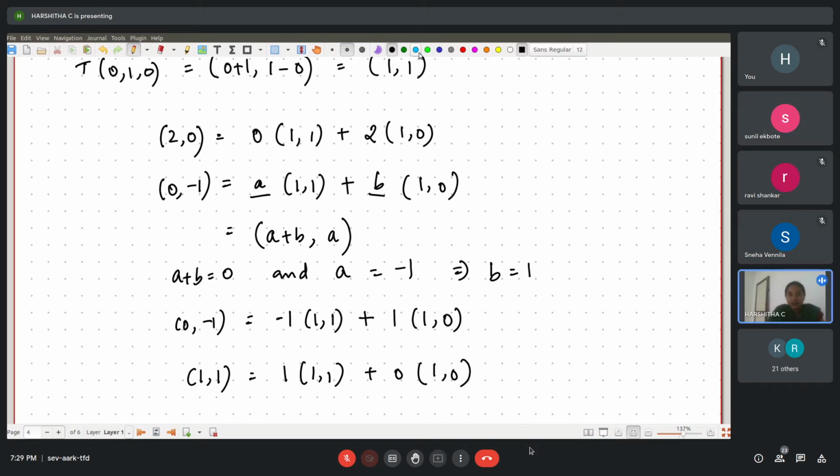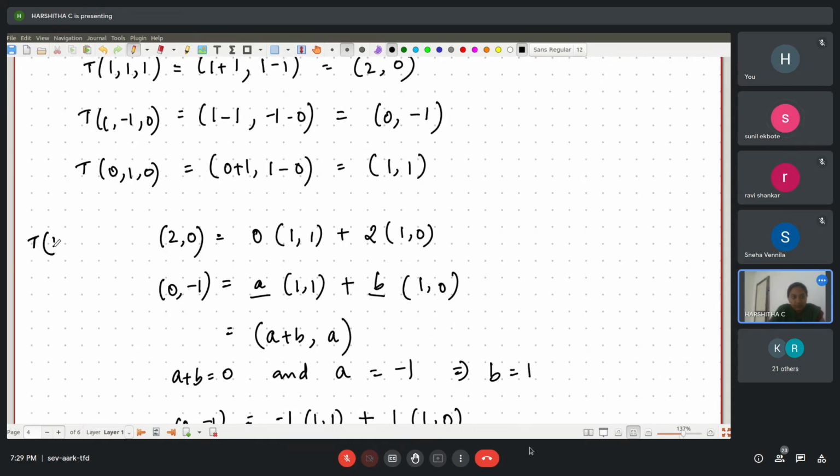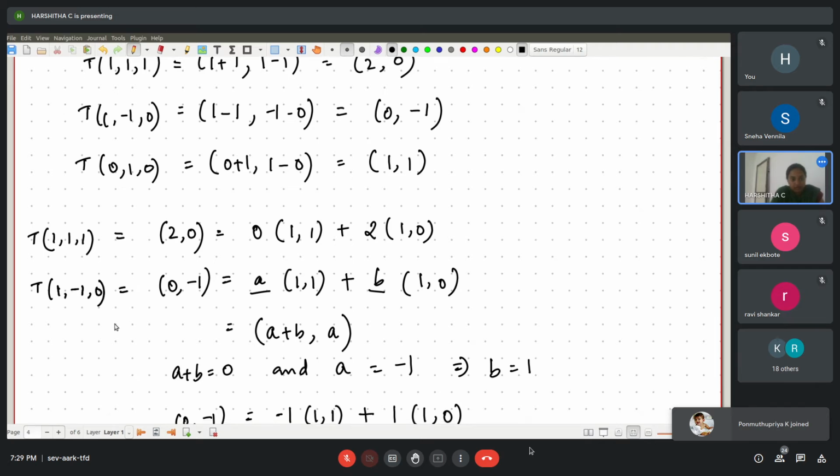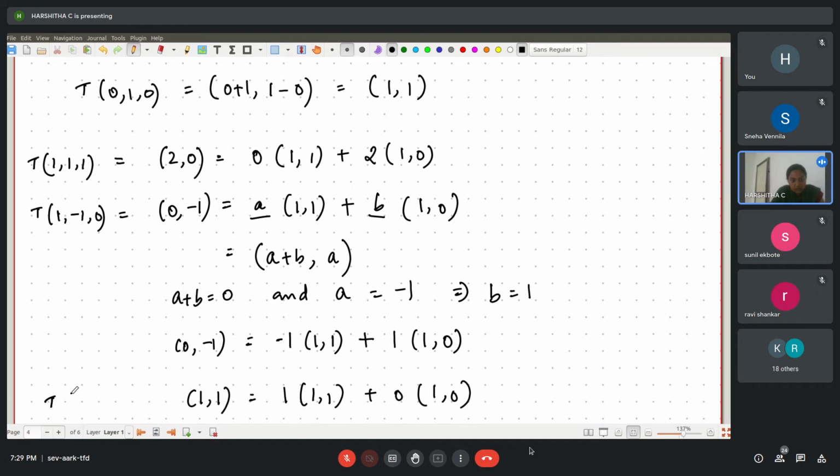Okay. So now, what are the coefficients that we have got? So this is T of the first basis vector (1, 1, 1). This is T of (1, -1, 0). This is T of (0, 1, 0). Right? So what are the coefficients we have got? (0, 2), (-1, 1), (1, 0).